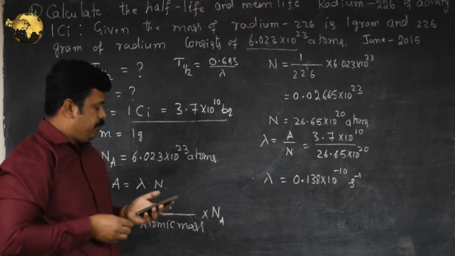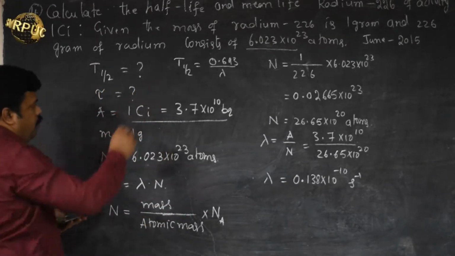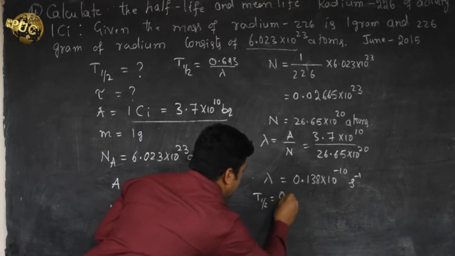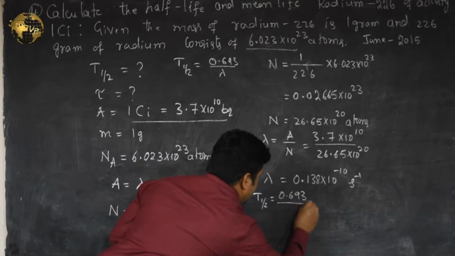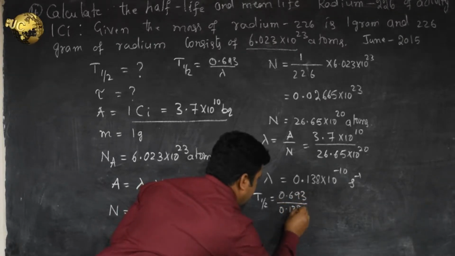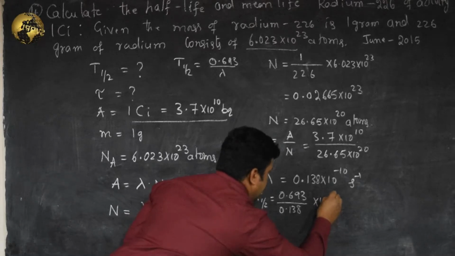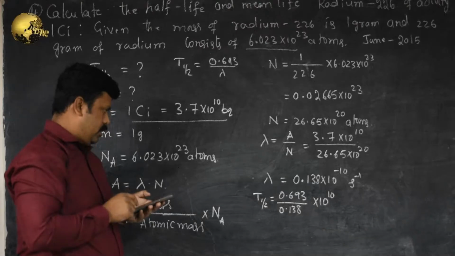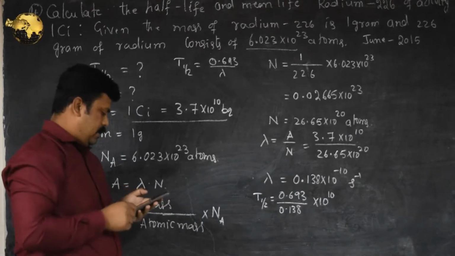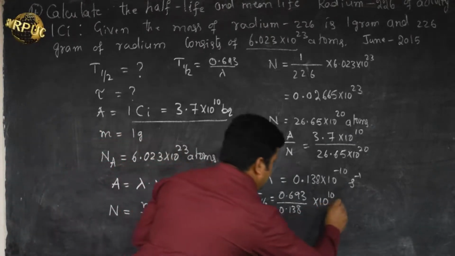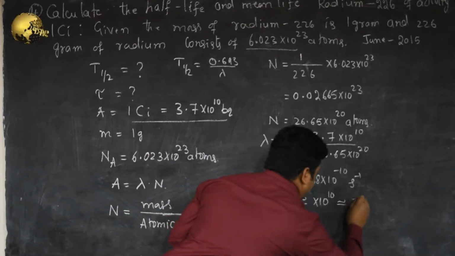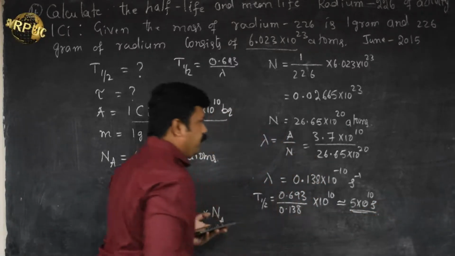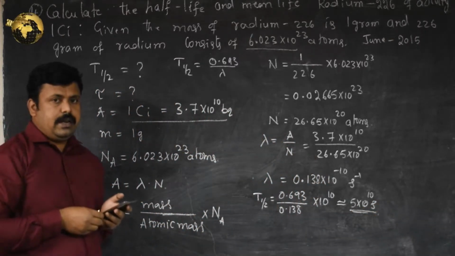So we got lambda, then we can easily find out the half life. So T half is equal to 0.693 divided by 0.138 into 10 to the power minus 10, which becomes plus 10. So we get 0.693 divided by 0.138, which is approximately 5 into 10 to the power 10 seconds.